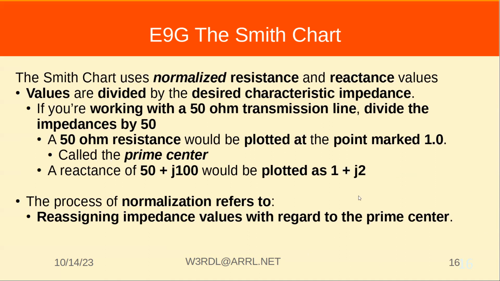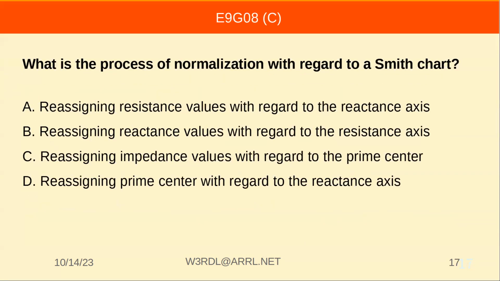And you do that with the prime center, which is the center of the circle, which represents the normalized impedance. In this case, we're using 50 ohms. That one represents 50 ohms. But you could use it for 75 ohms. You can do it with any one you want. You just have to divide everything and then multiply everything.